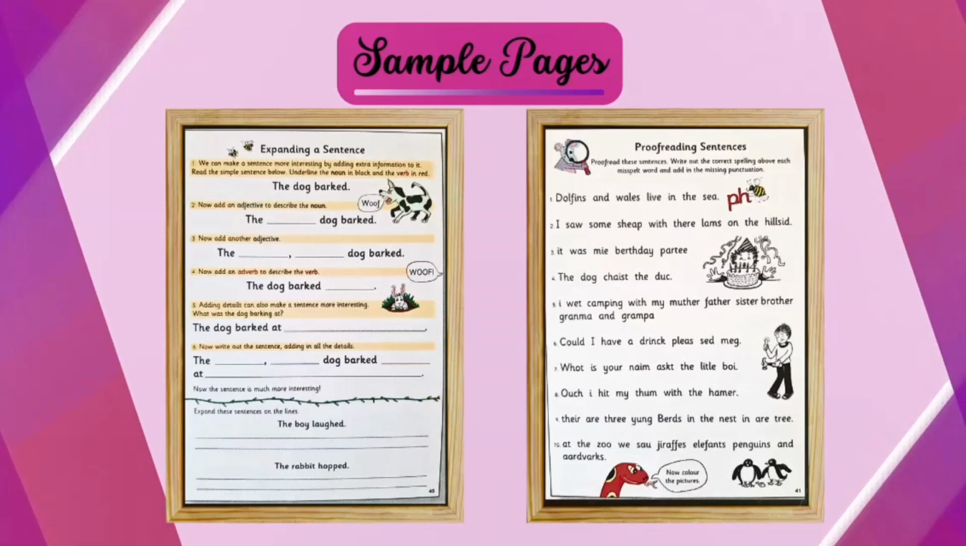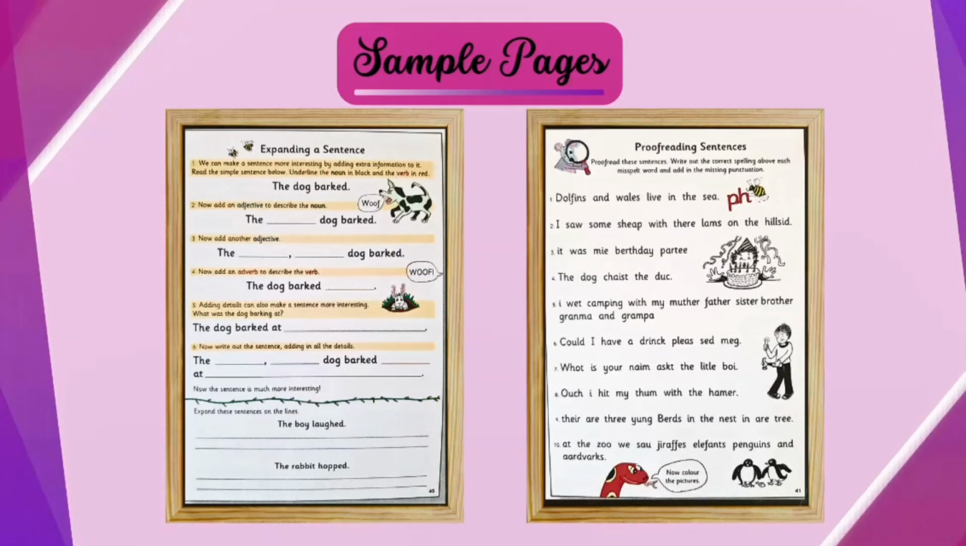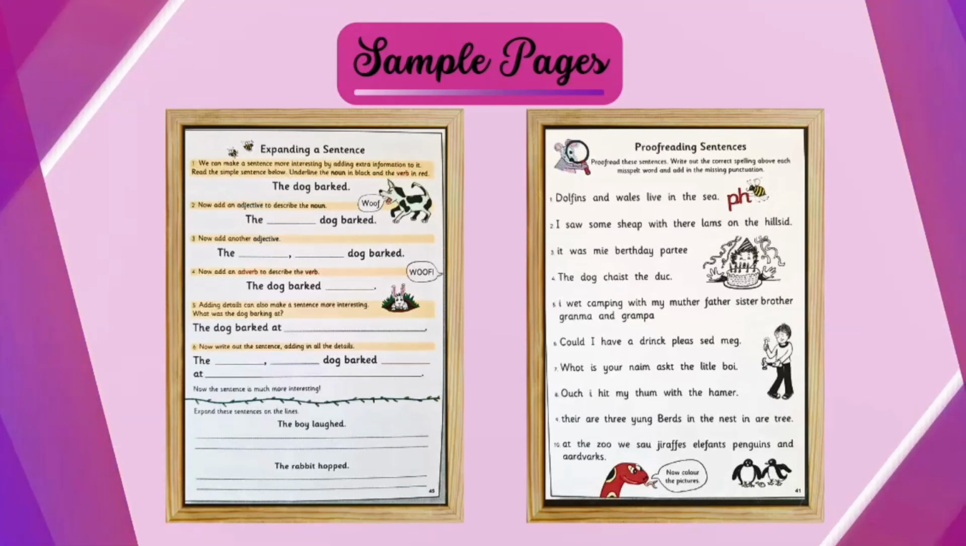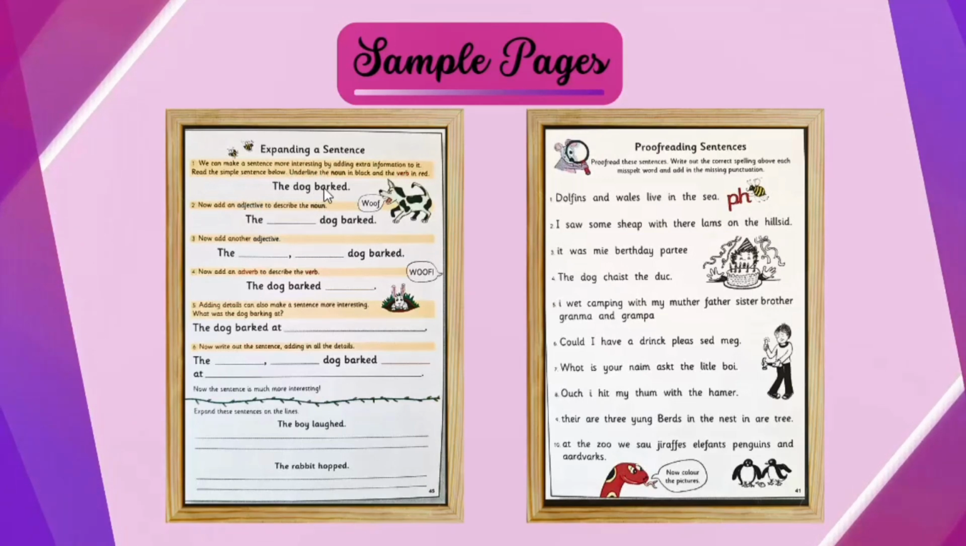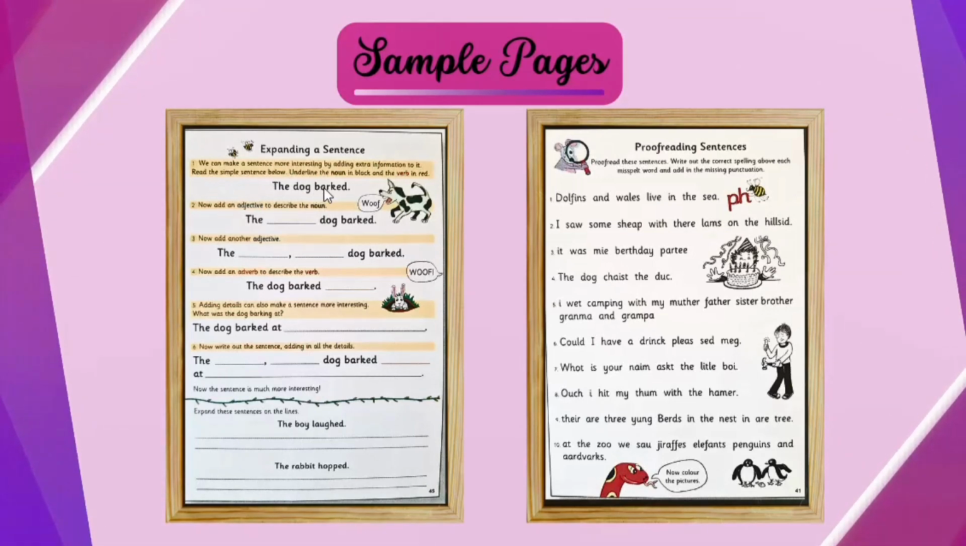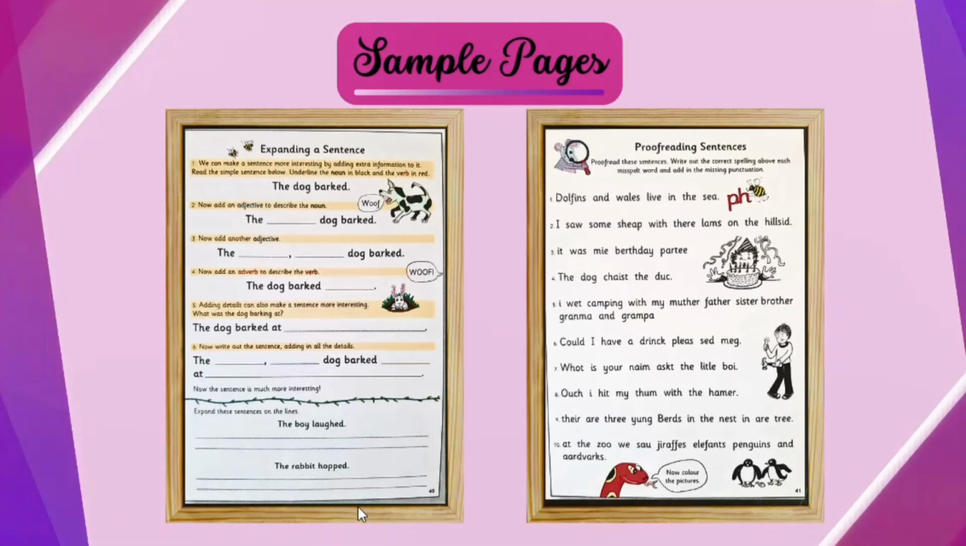There are some more sample pages because it's roughly said that one day is grammar and one day is spelling. We have some more skills to develop in kids, like expanding a sentence. We cannot just let them write simple three or four word sentences. So how can they expand their sentences? We need to develop this for creative writing skills as well.